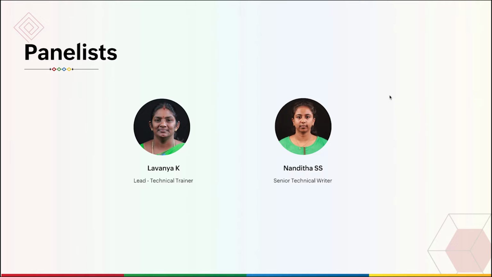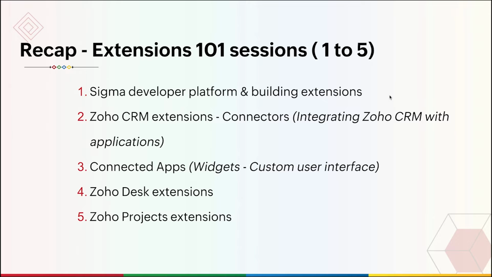So before we get started with today's session, let's have a quick summary of the topics that we had covered earlier in our Extensions 101 series. So far, we have completed 5 sessions as part of this series, where we learned about the Zoho Developer Platform Sigma and how it can be used to create extensions for various Zoho products. We kicked off with building extensions for Zoho CRM and went over 2 major features, namely connectors and connected apps.